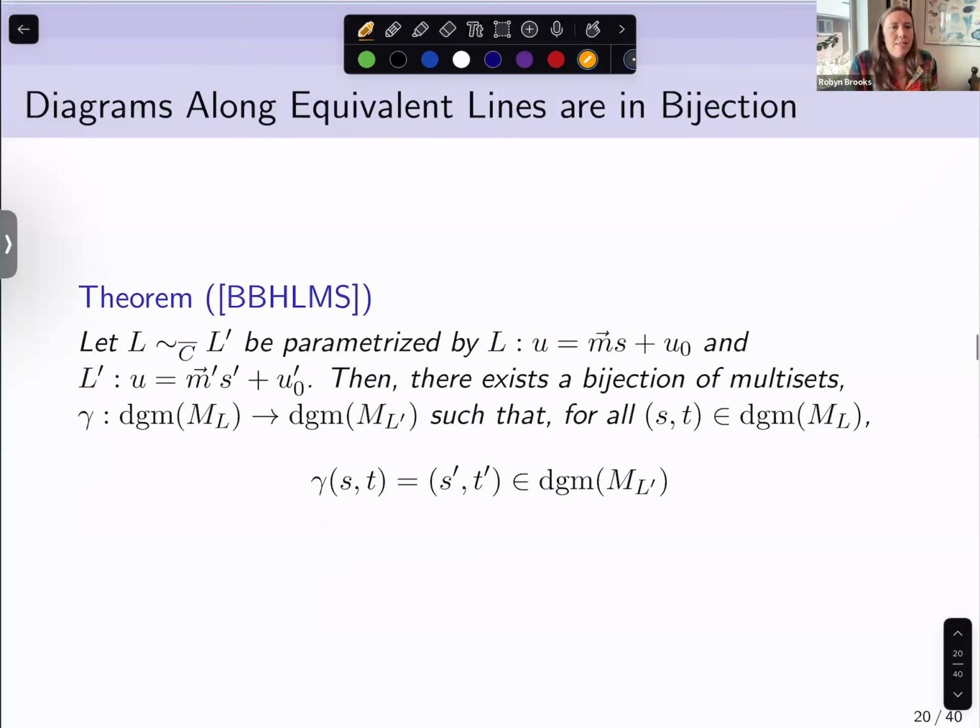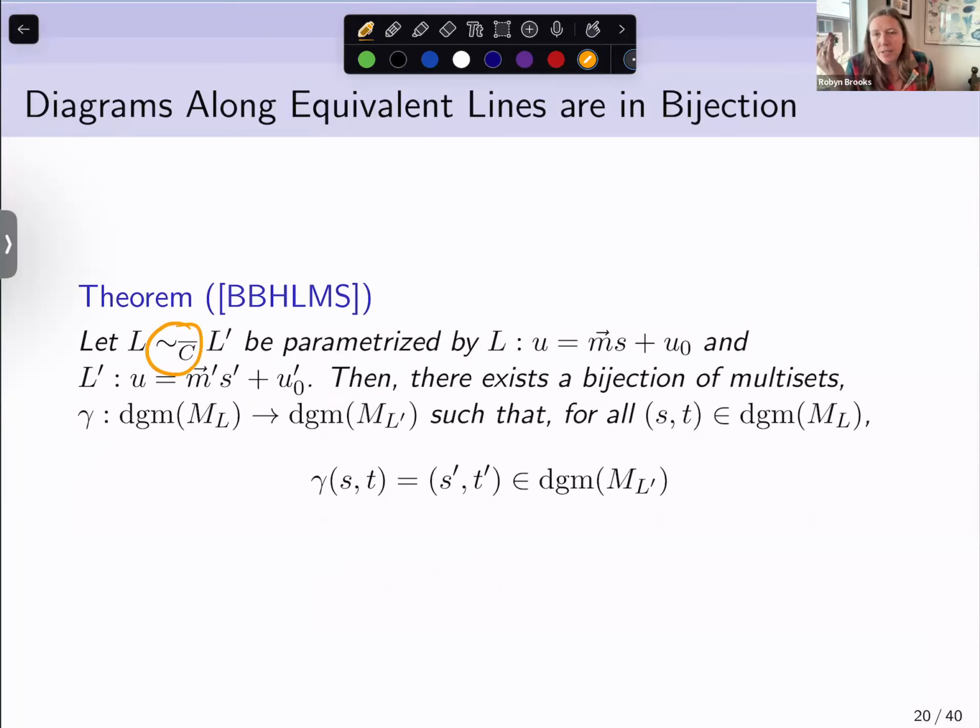So what we get from this is an equivalence relation on lines. We call it tilde C. C is our set of critical values. The overline just means we actually have to close this set of critical values under least upper bound to really identify all the places where the homology might change. But if I have two lines that are equivalent with respect to this equivalence relation, it just means that they partition the critical values in the plane in the same way. Okay, so if I have equivalence between lines with respect to this equivalence relation, I'm actually able to define a bijection gamma between the persistence diagrams along those lines.